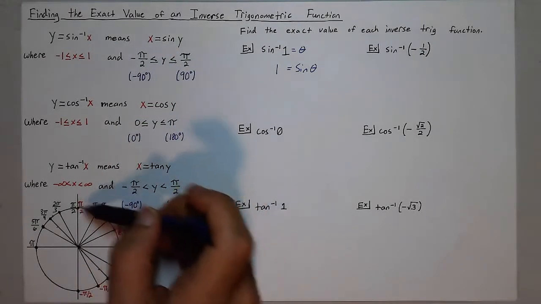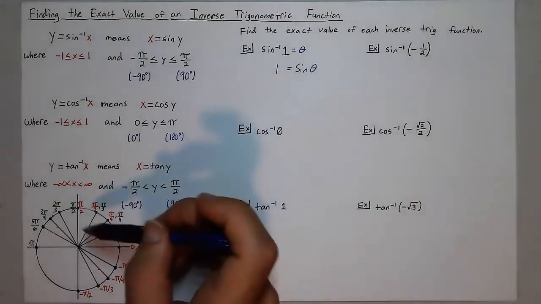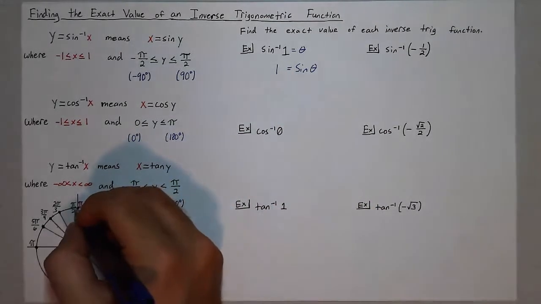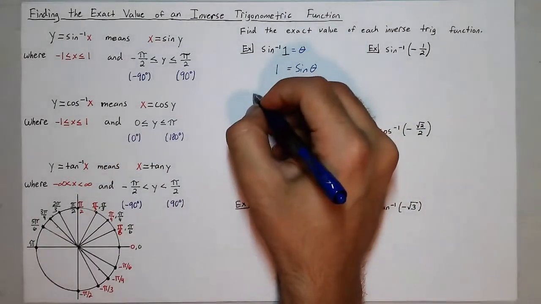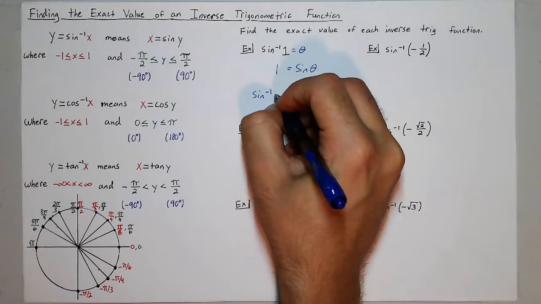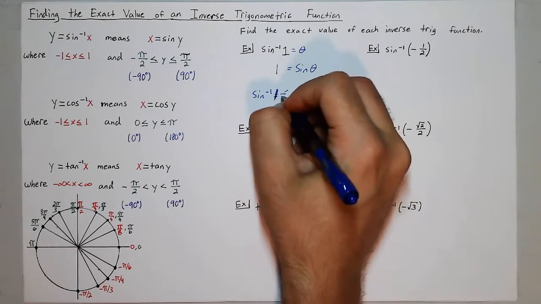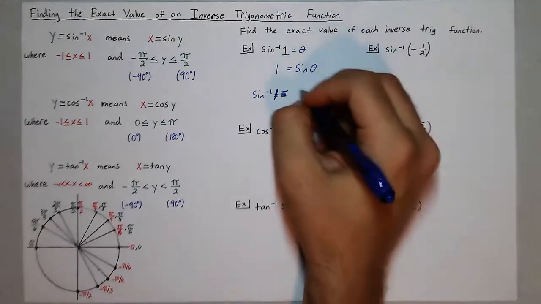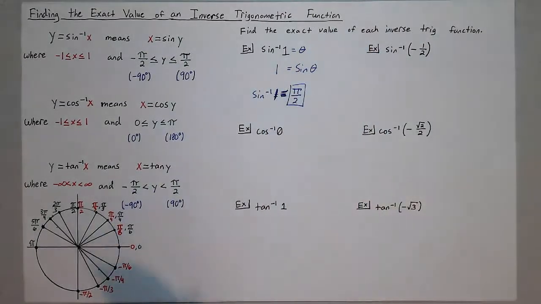So where along this range in these red angles here in the circle would sine be equal to 1? And 1 is the maximum of sine. So it would be the highest point, which would be this pi over 2. So sine inverse of 1 is equal to pi over 2. That's how you evaluate an inverse trigonometric function.